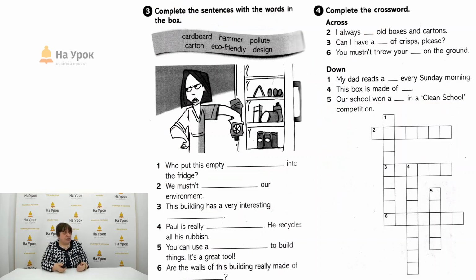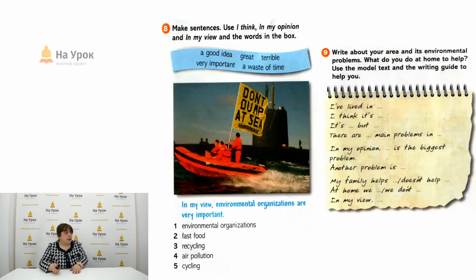Some more interesting activities devoted to ecological situations. Complete the sentences with the words in the box. Students have to finish the sentences. And complete the crossword. Rather interesting. Then make sentences, use I think, in my opinion, and in my view, and the words in the box. These activities are also good for developing writing skills.